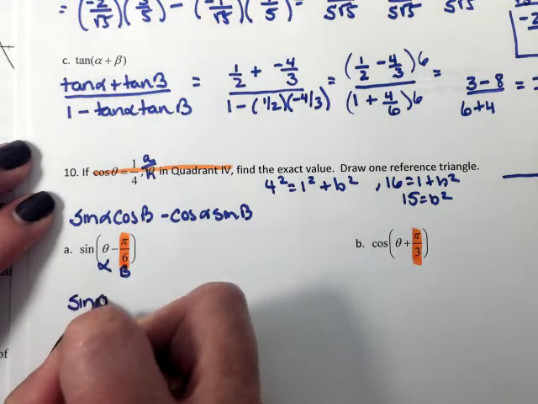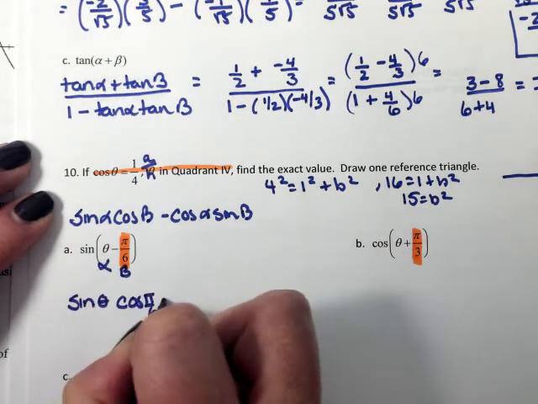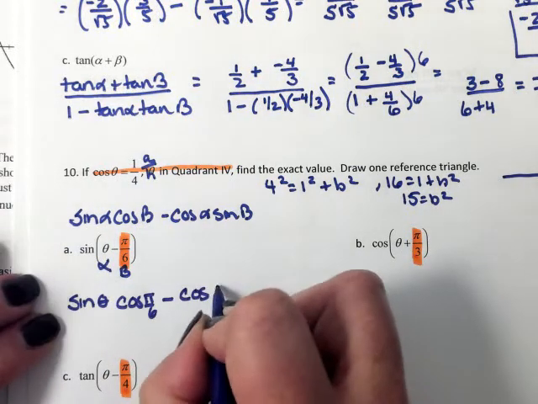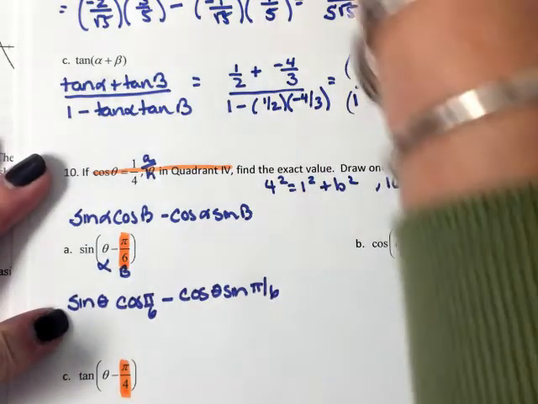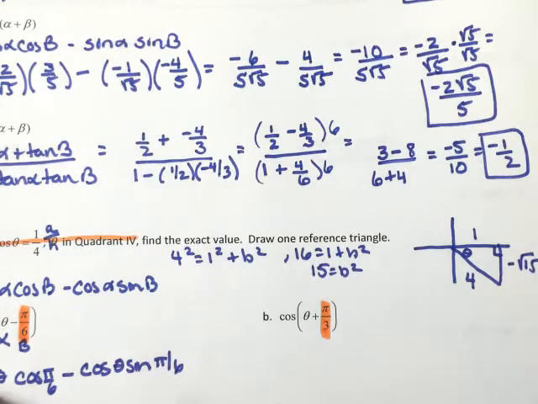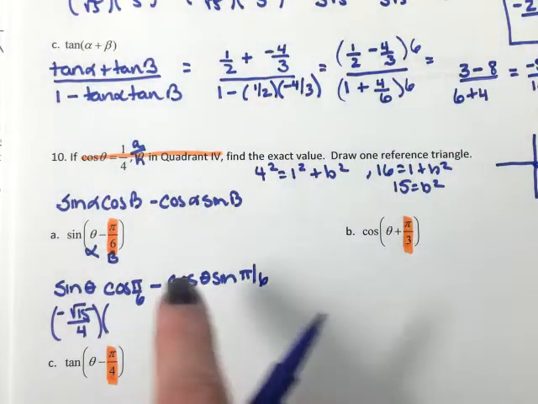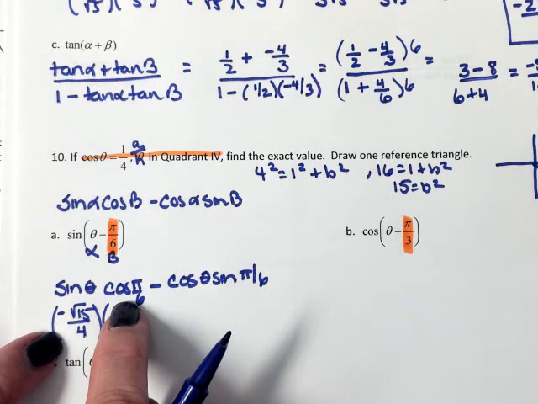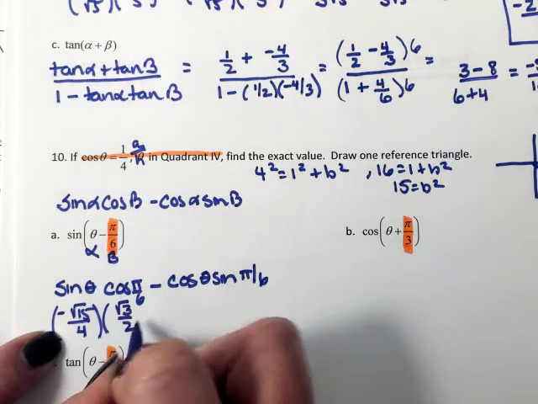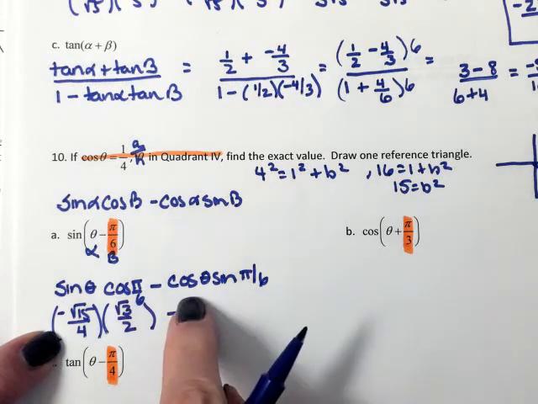So sine of theta, cosine of pi over 6, minus cosine of theta, sine of pi over 6. So to find the sine of theta, I need to look at my reference triangle. So sine, remember, is the opposite over hypotenuse. This is going to be negative square root 15 over 4 times. So now cosine of pi over 6, that's going back to the unit circle. So pi over 6 is in quadrant 1. Cosine is my x-coordinate. So at pi over 6, the x-coordinate is square root 3 over 2.